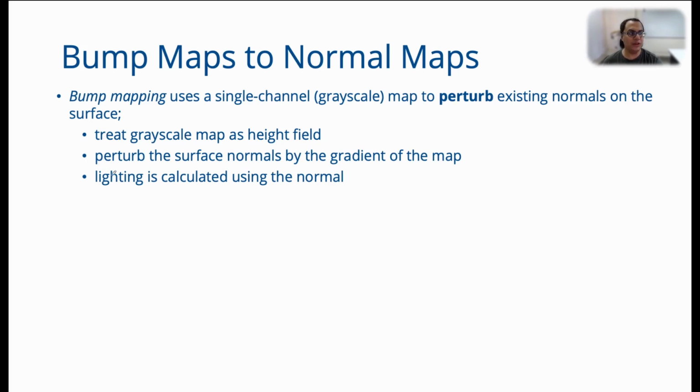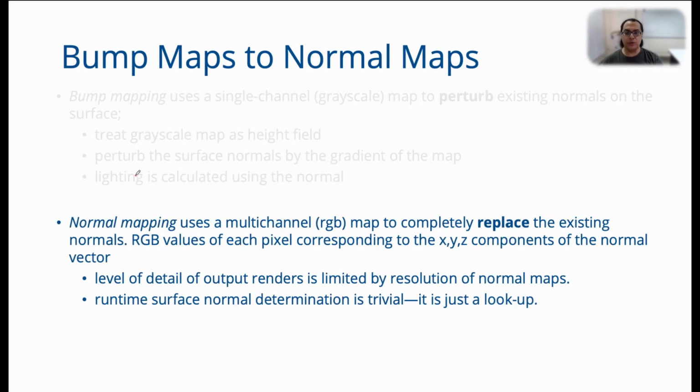Okay, it is not very useful for creating larger variations or giving the appearance of larger variations to surface geometry. On the other hand, you can also do normal mapping, where you can store the components of the normals of a surface in an RGB image. And how can you do this?